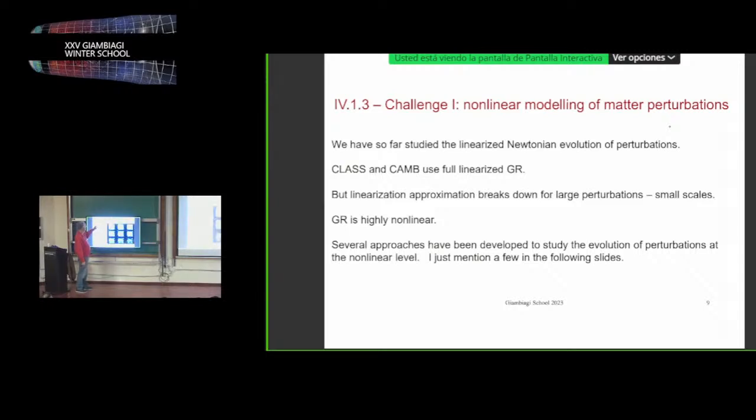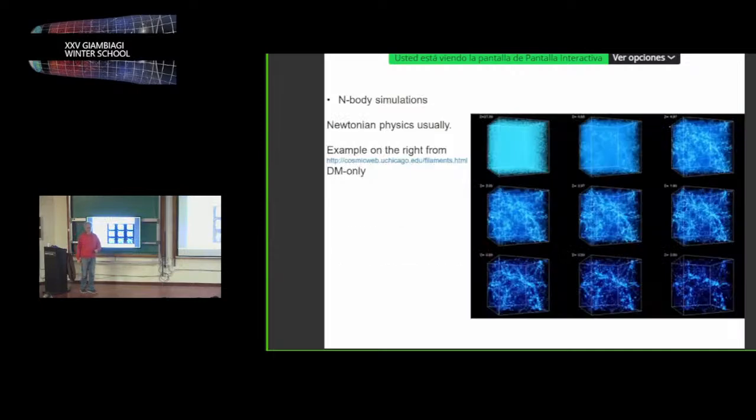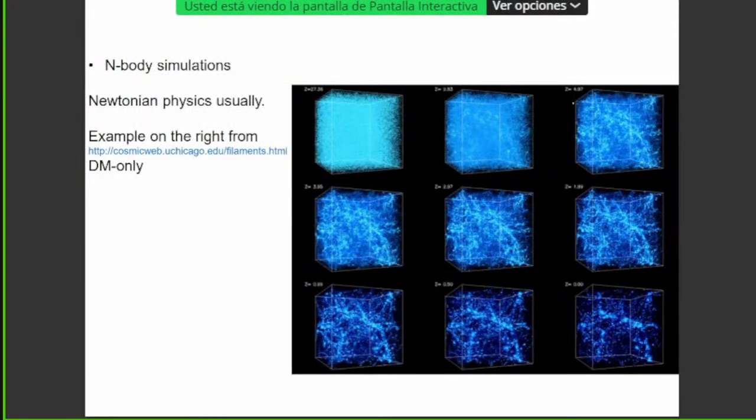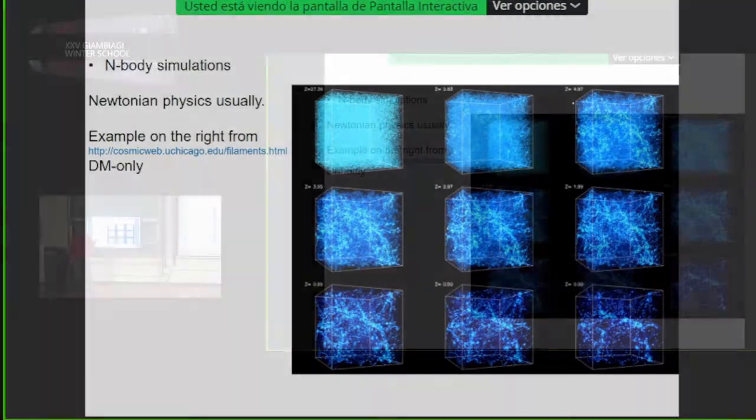So the first one is, of course, n-body simulations. We cannot solve GR exactly. So what you do is that you put particles in a box with very uniform initial conditions, but with small fluctuations, and then you let it evolve. Those are snapshots of these particles in the box type of simulation. And this is an old thing. This was done by, I forgot to put the name, Andrey Kravtsov in Chicago.